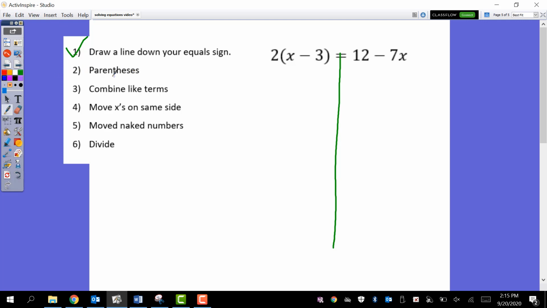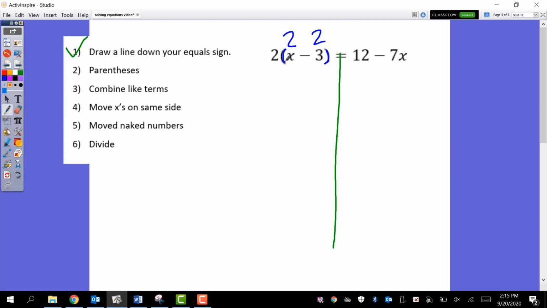Here we go. First step, I'm checking, are there parentheses? This time there are. So we got our parentheses right there. We know that means you got to multiply. What am I multiplying into the parentheses? Well, that's what the 2's out there for. So I'm doing 2 times x and 2 times negative 3.